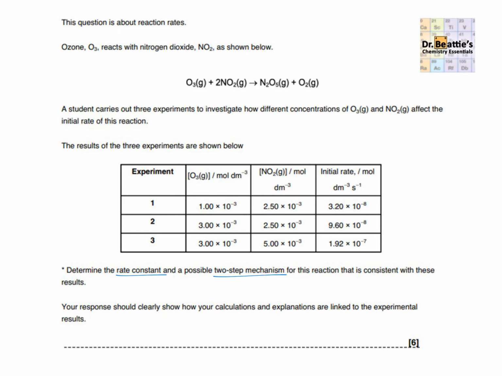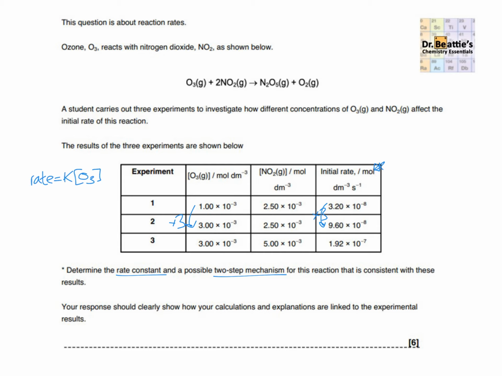Okay, so in order to determine the rate constant and the two-step mechanism for this reaction, we need to come up with a rate equation that fits the data in this initial rates table. Focusing in on the ozone, the O3 reactions here, we can see that in experiments 1 and 2 the NO2 has remained constant, so that's a good one to compare. The O3 concentration has been multiplied by 3, and we also notice that the initial rate has been multiplied by 3. So we know that it's first order with respect to O3.